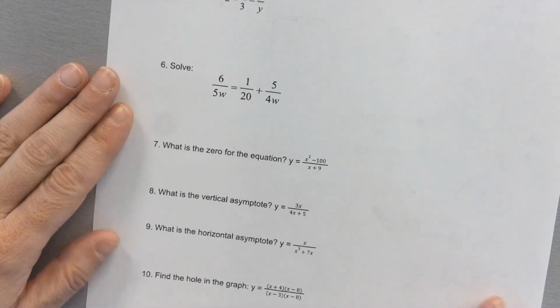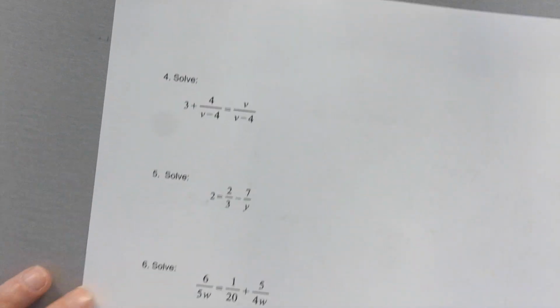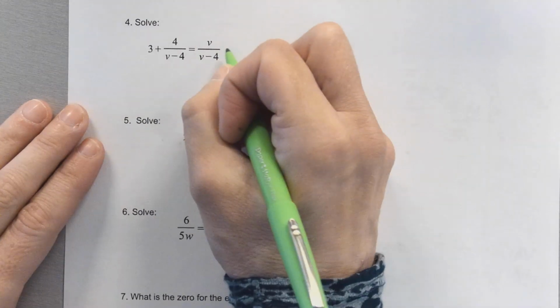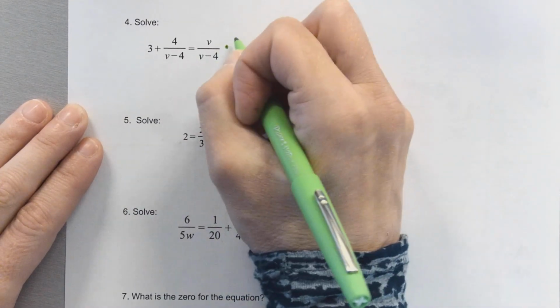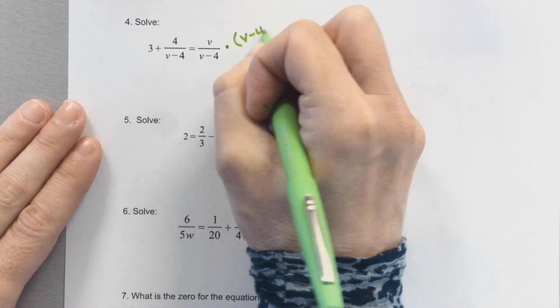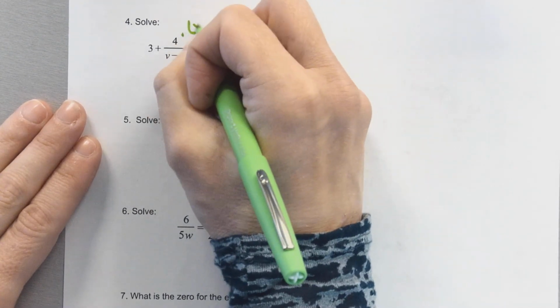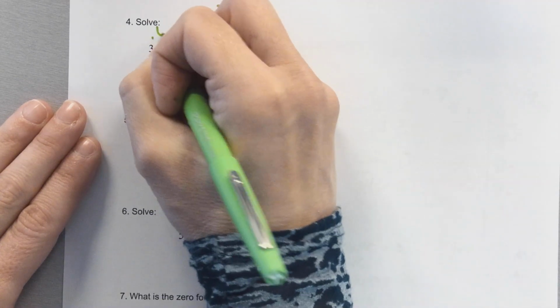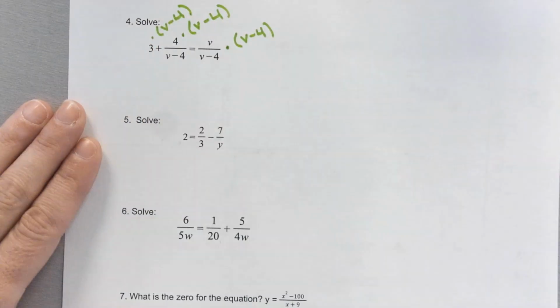Let's go to the back. We've got some more solving problems. All right, number 4. What do you see in the denominator? 2 of the same. Yeah, 2 of the same. So what should I multiply everything by? V minus 4 as a package, right? Not just the V and then a -4, but the whole package deal of V minus 4.